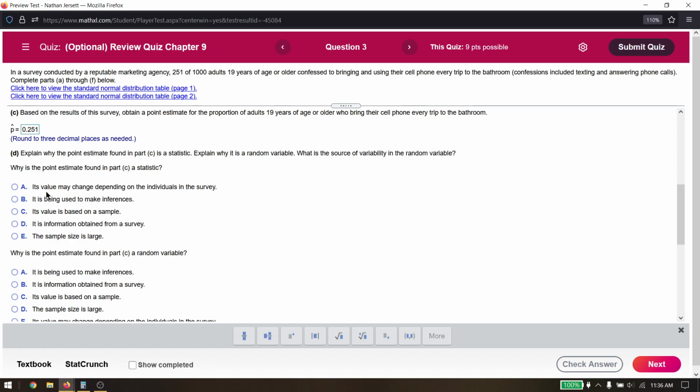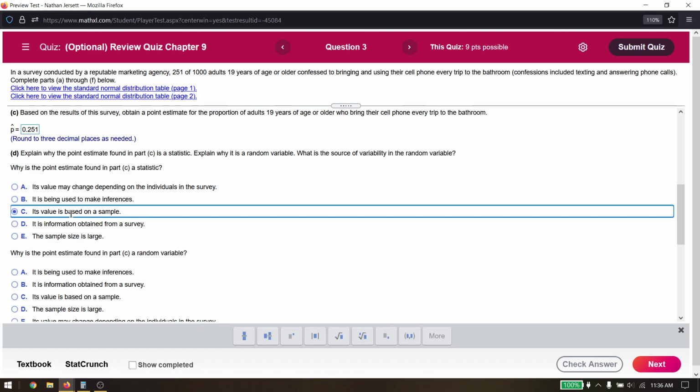So the value may change depending on the individuals in the survey. Explain why the point estimate found is a statistic. This will change, but that's not what we're talking about. We're talking about statistic, I believe, using it to make inferences based on the sample. I believe it's a statistic because it's based on a sample. It'd be a parameter if it was based on the population. Based on the survey, it doesn't matter, and large doesn't matter.